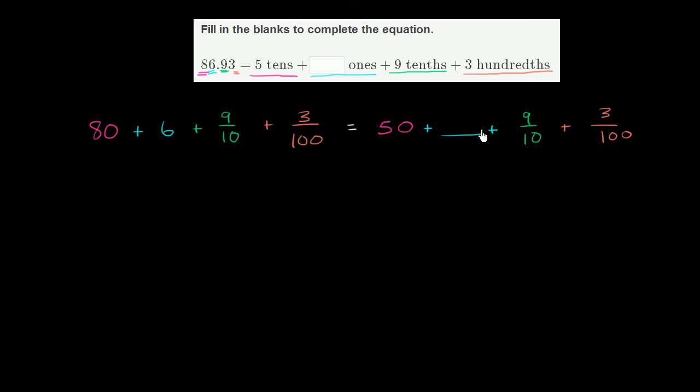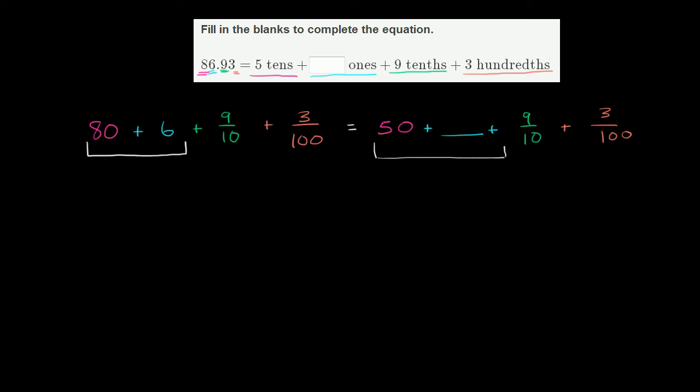So how do we get the right-hand side to be the exact same thing as the left-hand side by adjusting this blank? Well, both sides have a 3 hundredths on it. Both sides have a 9 tenths on it. And so what's really different about the two sides is, on the left-hand side, you have an 80 plus a 6. On the right-hand side, you have a 50 plus a blank. So 80 plus 6 is clearly 86. So what has to be added to 50 to get to 86?